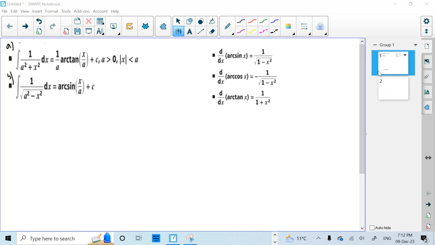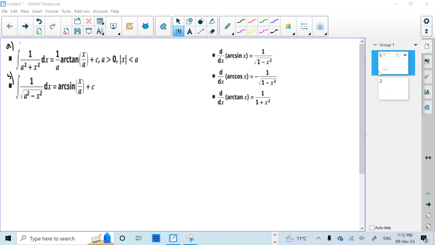Okay, welcome back, and integrating inverse trigonometric functions. Like when we were differentiating, you have your standard differentials and integrals, and you may be asked to show how these results are obtained. So we need to be able to show that clearly.